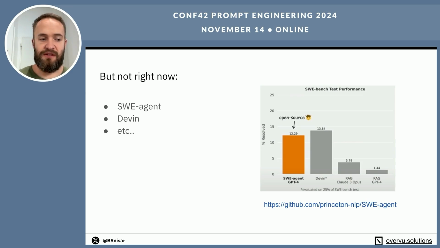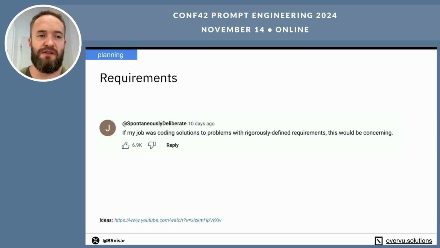Instead of trying to replicate the whole software engineer as an agent, it's reasonable to split it into several functions and automate or create helpful tools for parts of the SDLC. The first thing that comes to mind is planning. There is a requirements engineering phase where we need to gather and understand requirements. There's an interesting quote: if my job was coding solutions to problems with rigorously defined requirements, that would be concerning.